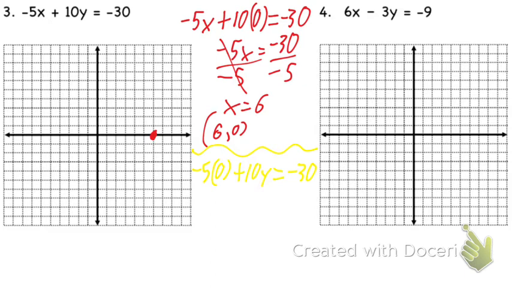Okay. So it's 10y. And then you divide that by 10. And then divide negative 30 by 10. Negative 3. And we get y to be negative 3. Very good. Okay, so this is 0 comma negative 3. The x is 0, the y is negative 3.